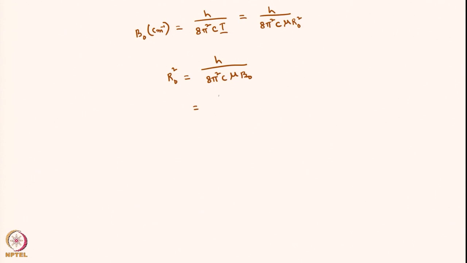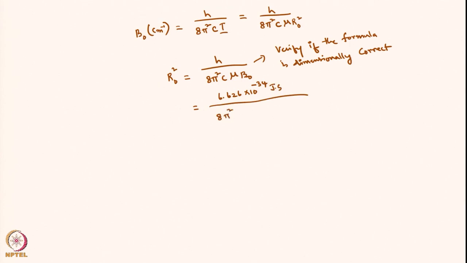Now, h is 6.626 times 10 power minus 34 joule second. You can verify if the formula is dimensionally correct. It is an action constant, joule second. Then 8 pi square, c is 2.997, and since I am looking at centimeter inverse, I need the speed of light in centimeters per second, so that will be 2.9 times 10 power 10 centimeters per second, into mu.